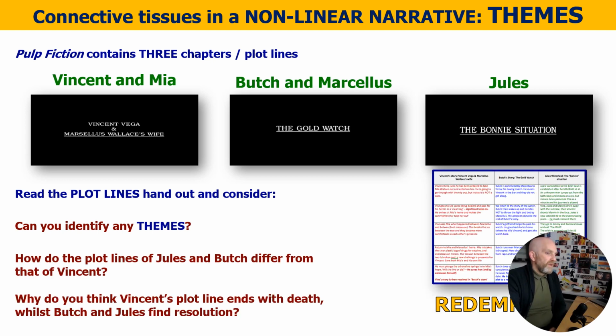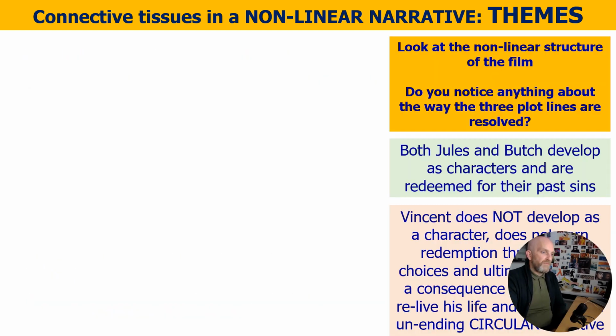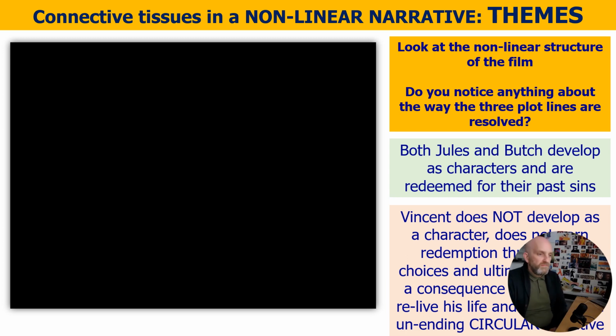Okay, so if you look at the three scenes, the three episodes, Vincent and Mia, Butch and Marcellus, Jules, all three of our main characters or groups of characters have a moral decision presented to them. Okay, so Butch and Marcellus: Butch has a decision to make. Do I go back and help Marcellus, even though he wants to kill me, or do I leave him to be sexually abused by Zed?